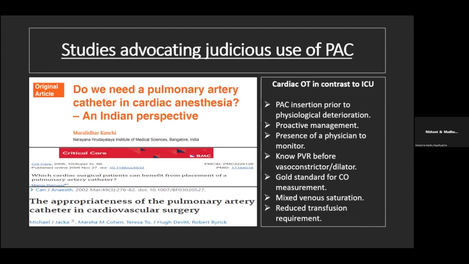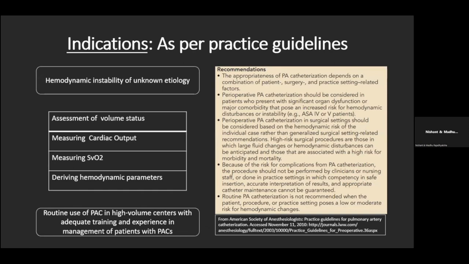Because of all these reasons, the American Society of Anesthesiologists have published a guideline in 2010 for the use of pulmonary artery catheter. Any hemodynamic instability of unknown etiology is one of the main indications to use pulmonary artery catheter. However, it should be decided on the patient, surgery, and practice-related settings.